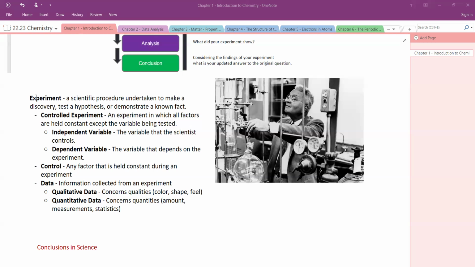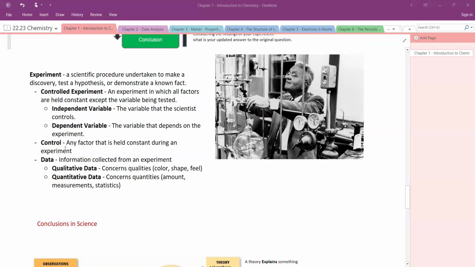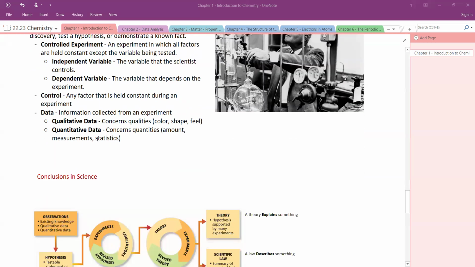Next, we are going to have variables that depend on the experiment. Those are called dependent variables. The variable that you're actually looking at. If I'm measuring your distance every 10 seconds, then the dependent variable is your distance. The independent variable was your time, right? A control is any factor that's just being held constant in your experiment. Usually we have a lot of controls. We have one independent variable, one or two dependent variables coming out.